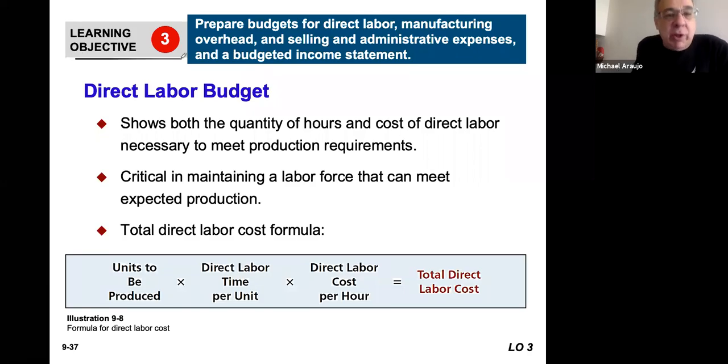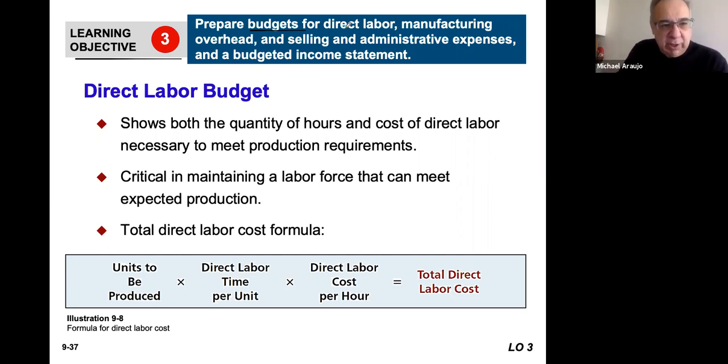All right, so we have two more learning objectives to do in chapter 9. We're not going to do the very last one, so that's the good news. But learning objective 3 is more budgets, and very specifically, we're going to be following the order that you saw in the chart.